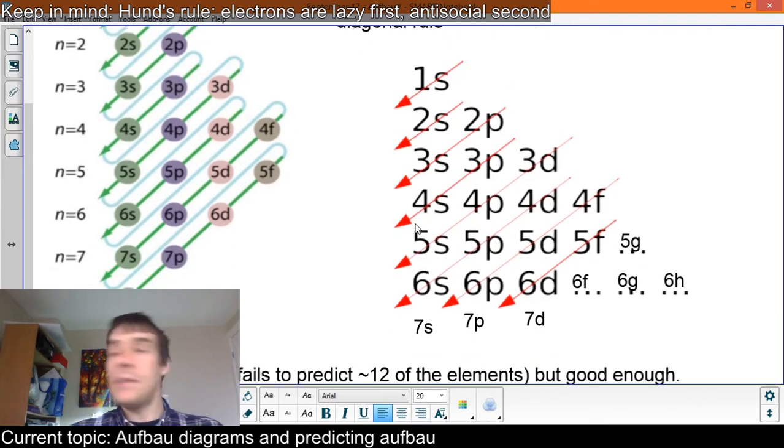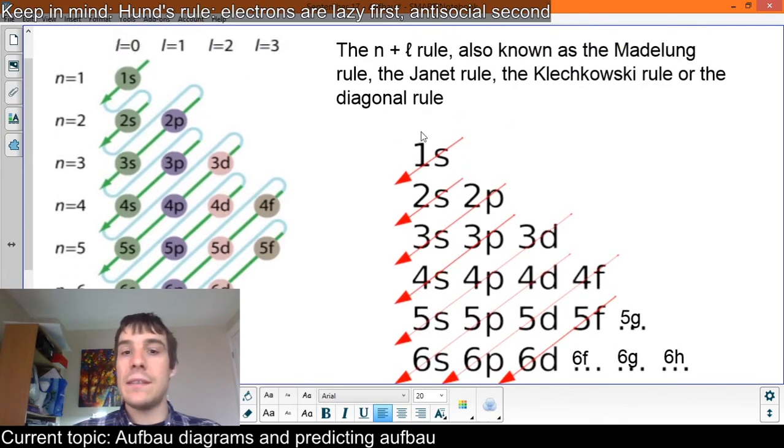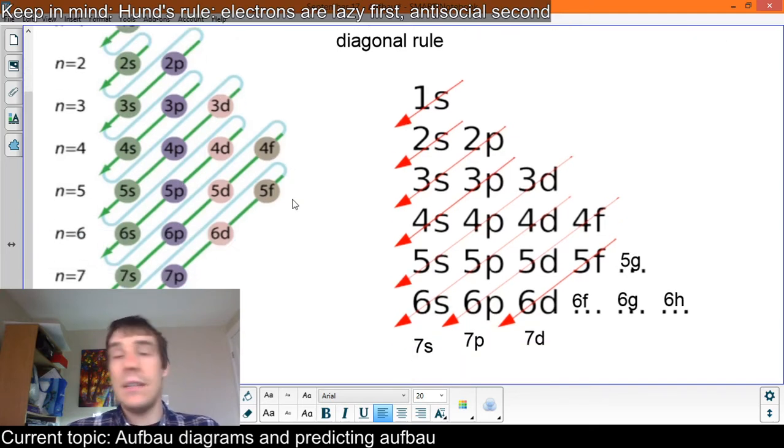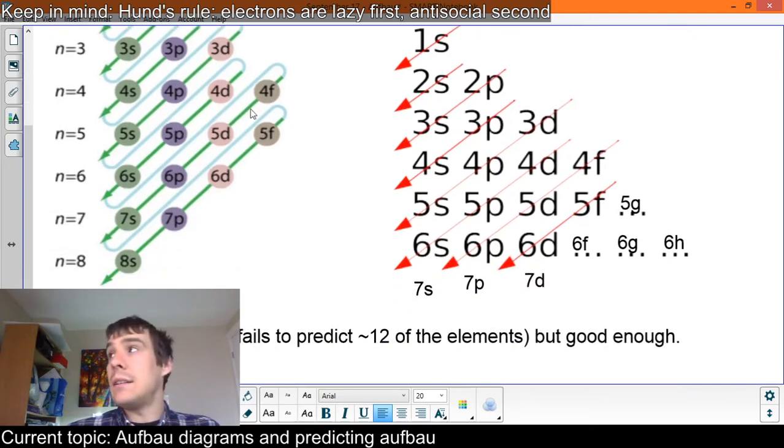And then this diagonal rule says that the elements will fill in the orbitals diagonally. So 1s first, then 2s, then 2p, and then 3s, and then 3p, and then it predicts 4s ahead of 3d, which is what we actually see in the periodic table. So you see this one actually shows you that it kind of loops around. That's the diagonal rule, and this is the way that it goes.